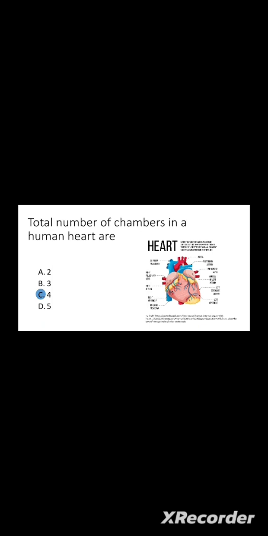The next question is, total number of chambers in a human heart are? And the correct answer would be 4. If you see the human heart, which is on the right side in this slide, and thankfully I took this picture from freepeak.com, we can see that there are 4 chambers, right atrium, left atrium, and the 2 lower ones called right ventricle and left ventricle.